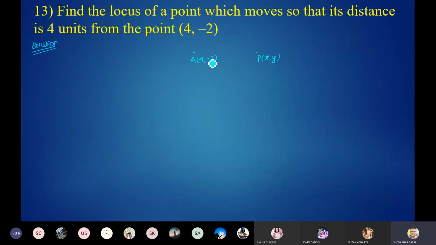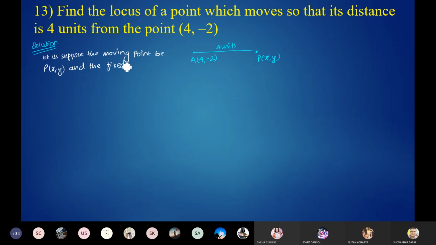So there are 2 points, one is P(x, y) and the other is A(4, -2). We need to know that if there is a locus, then there must be a moving point. This moving point in this case is, let us suppose, P(x, y). The question is saying that the distance between these 2 points is 4 units. So our very first step is to consider the moving point. Let the moving point be P(x, y), and the fixed point be A(4, -2).